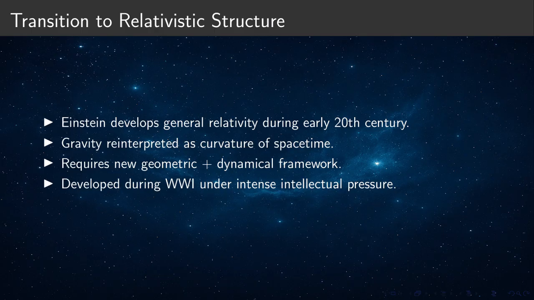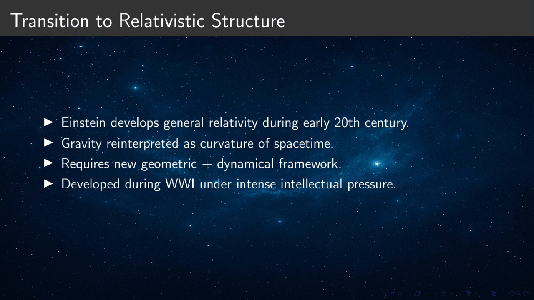Transition to relativistic structure. During the early 20th century, while quantum theory was emerging, Albert Einstein was developing a fundamentally different but equally revolutionary framework, general relativity. Einstein sought to describe gravity not as a force acting at a distance, as in Newtonian mechanics, but as a manifestation of space-time curvature induced by mass and energy. The mathematical formulation of this theory required an entirely new description of geometry and dynamics, and its development occupied Einstein for several years during World War I.